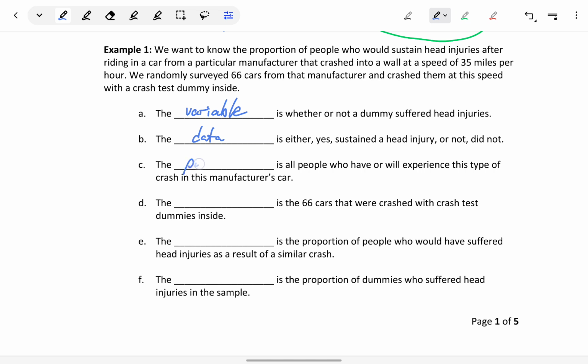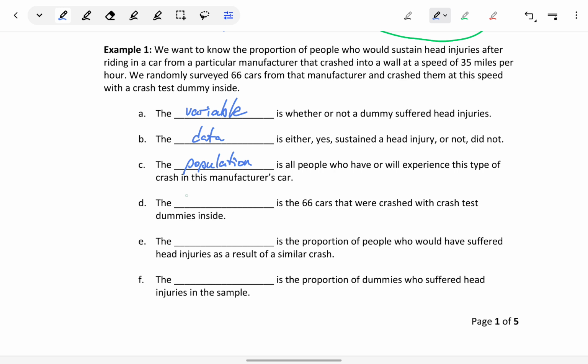The population is all people who have or will experience this type of crash in this manufacturer's car. This is where we can start to see that idea that population data is really hard or impossible to collect. We can't take everyone who would ever own one of these cars, put them in one of those cars, and crash them into a wall. It's obviously not ethical. That would be a horrible thing to do. So we can't do that.